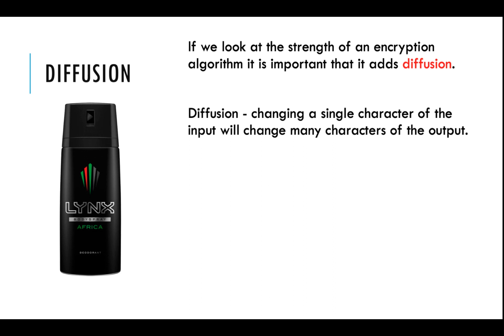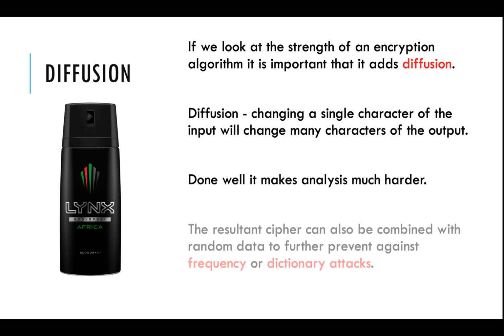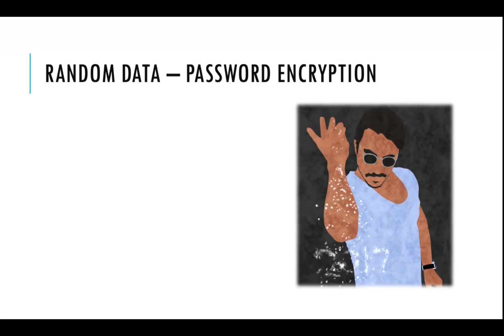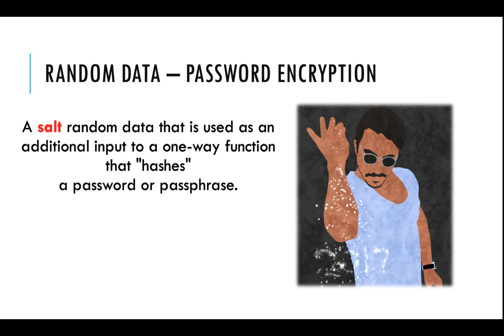And done well, it makes analysis much harder because we can't really retrace our steps, and the resultant cipher can also be combined with random data to further prevent against frequency or dictionary attacks. And we call that random data a salt. And a salt is random data that's used as an additional input to a one-way function, and it hashes a password or a passphrase. And the primary function of a salt is to defend against dictionary attacks.